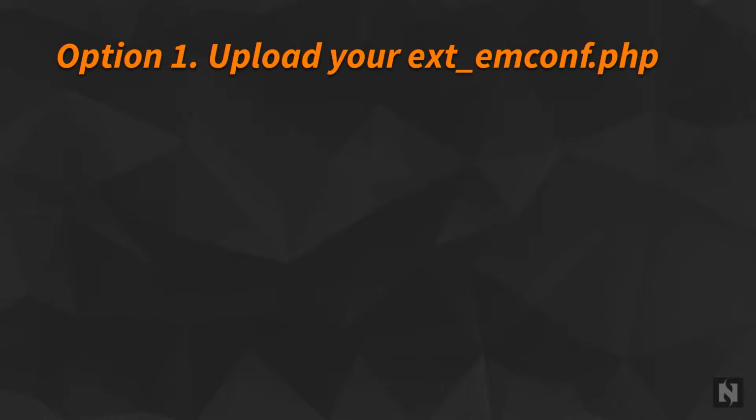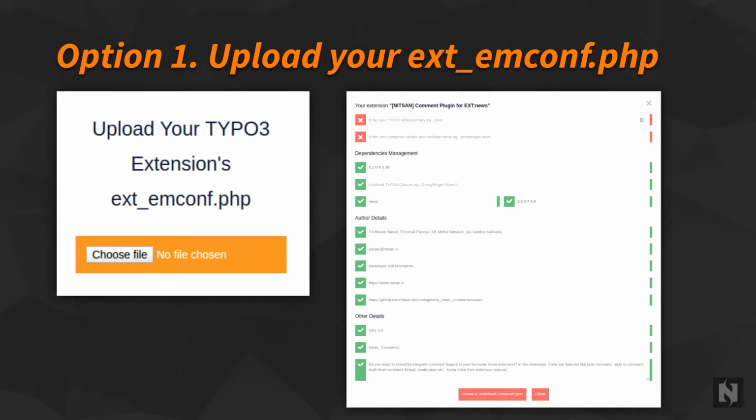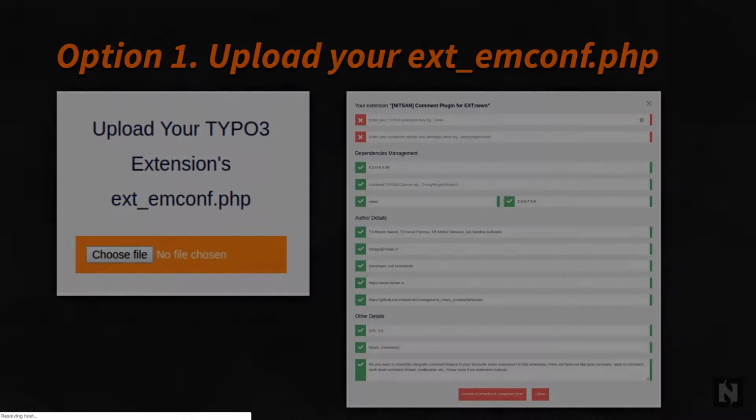For option one, you have your extension and its ext_emconf file, right? Just upload this file, and you will get the form with all the details automatically filled in from your extension. Make modifications wherever needed, and just click on create and download composer JSON. It will be downloaded automatically for you, right?